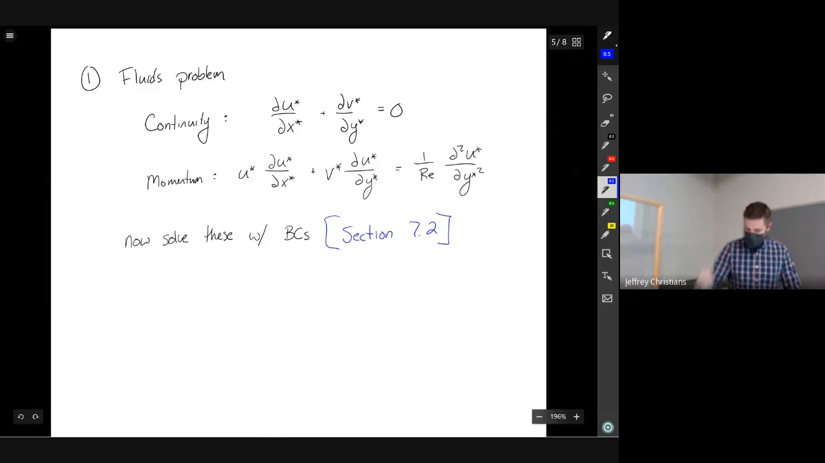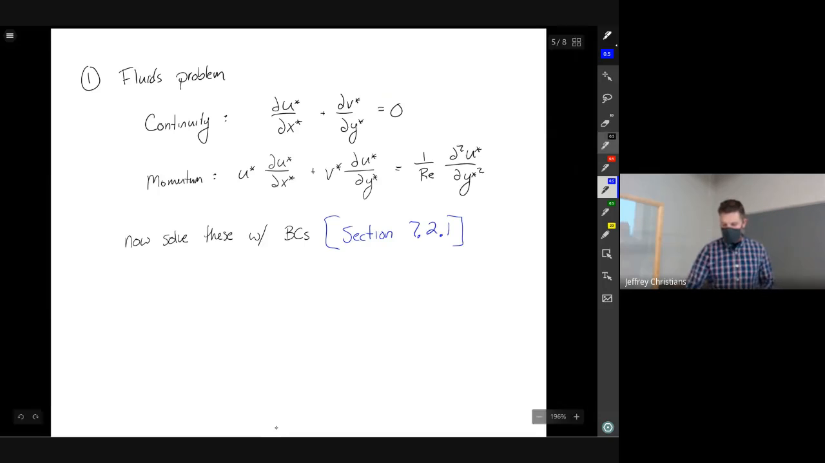So our book does this in detail. I guess 7.2.1 is where our book goes through and actually does the math and solves it. I encourage you to flip to there at some point. Don't go through it yourself in detail, but at least look through and go, okay, so this is kind of what they're trying to do.